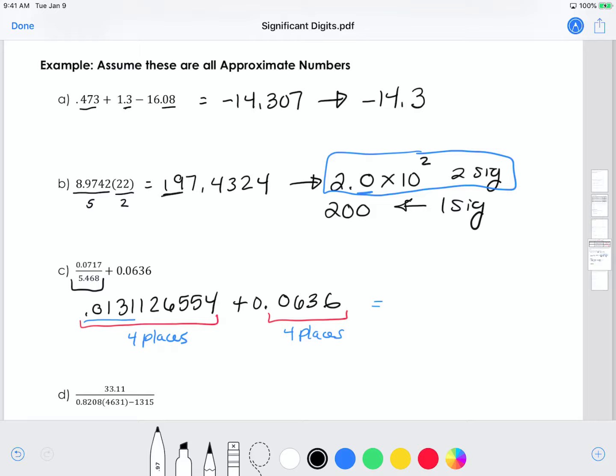So I'm going to take my 0.01311 number, but the whole thing, we don't round until the end, and then we add it to the 0.0636 number, and the answer that we get on the calculator would be 0.07671265554. Now with the addition, because that's our last operation, I have 4 places and 4 places, so I want to make sure that I round to the least precise number. And by default, since they're both 4 places, we're going to round to 4 places. So my final answer, using accuracy and precision, is 0.0767.